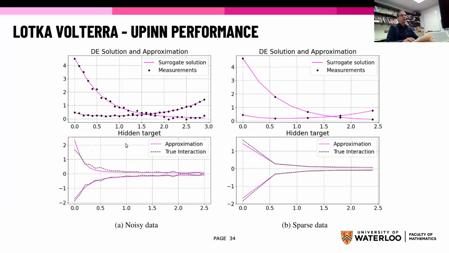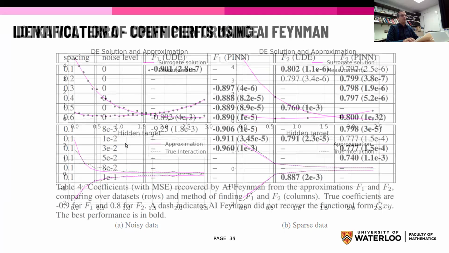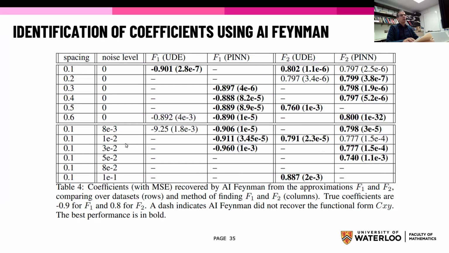And here is the result of the UPIN's performance on the same model and with the same data. As you can see, UPINs can improve accuracy and robustness, especially in the presence of noise and sparse data. We have also used AI Feynman to identify the coefficients of the hidden terms from data, and the results are presented for both noiseless data with different spacing, and fixed spacing with different levels of noise. A dash indicates here that AI Feynman didn't recover the functional form, and this showed that we are able to recover the coefficients fairly well for a lot of cases compared to UDE.